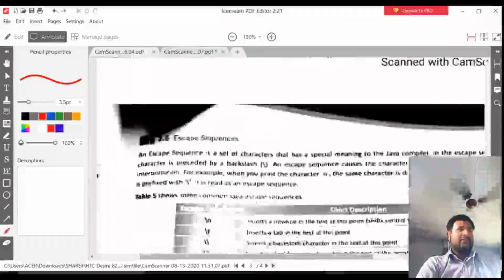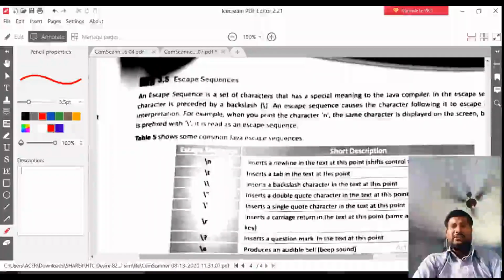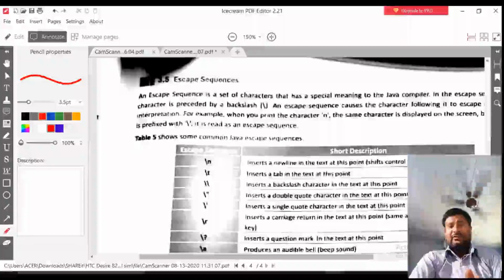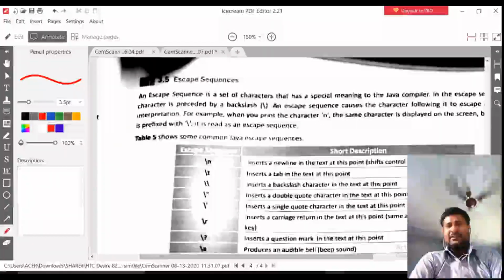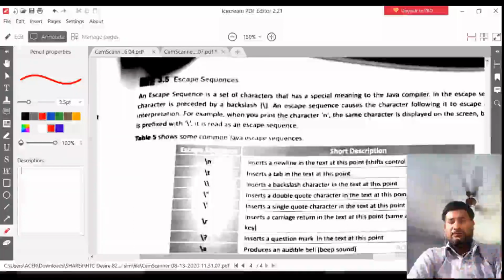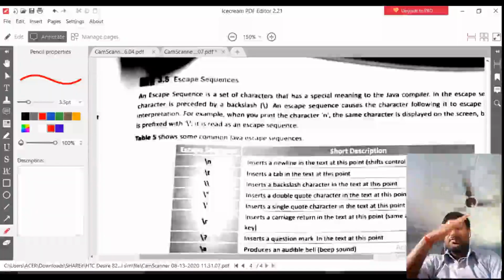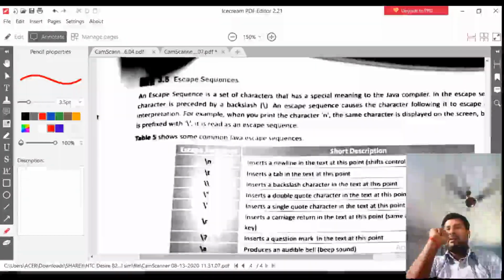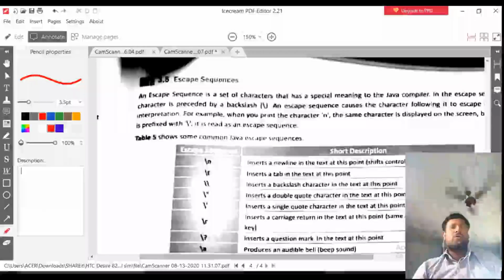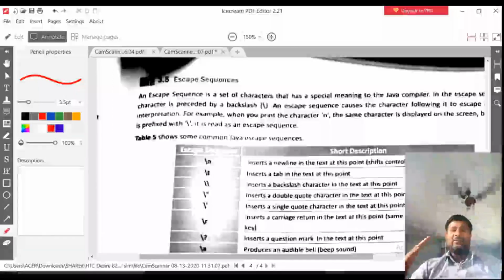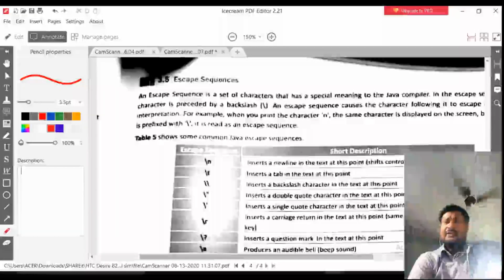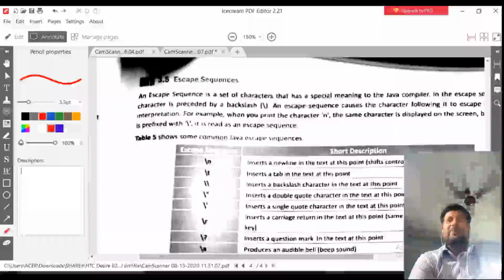Next one is escape sequence. What is an escape sequence? Basically in Java there are some predefined characters that are understandable by the Java compiler, and that is called an escape sequence. It is written with a backward slash. Suppose I want to print n, then I directly write n from the keyboard, and it will be printed by Java.